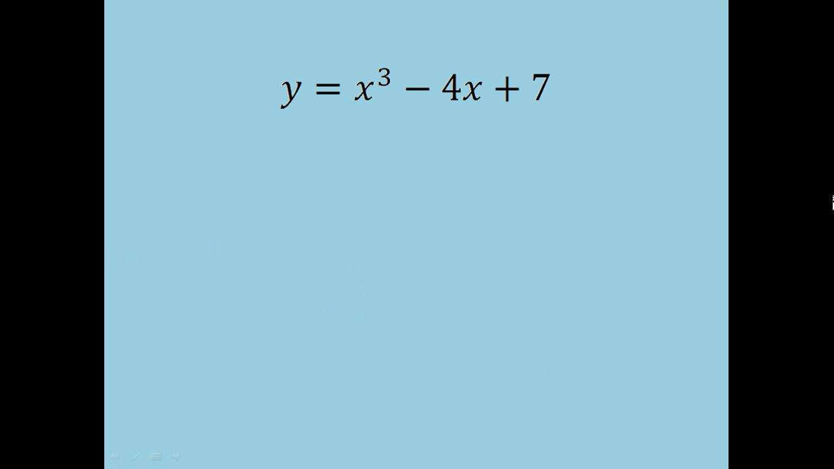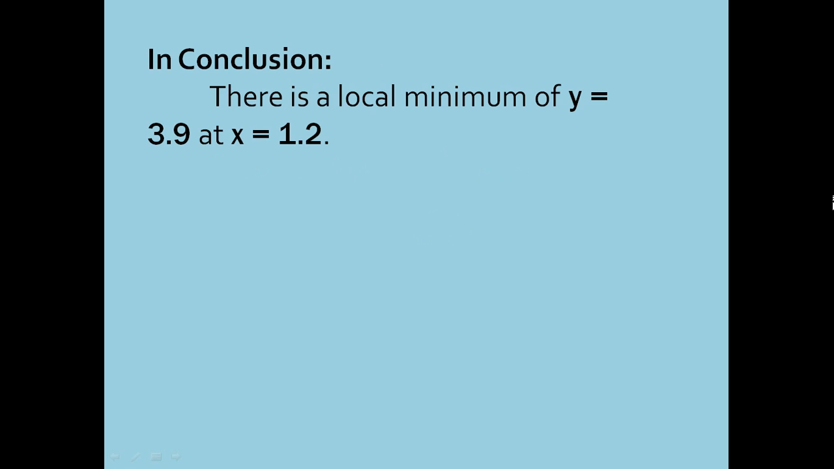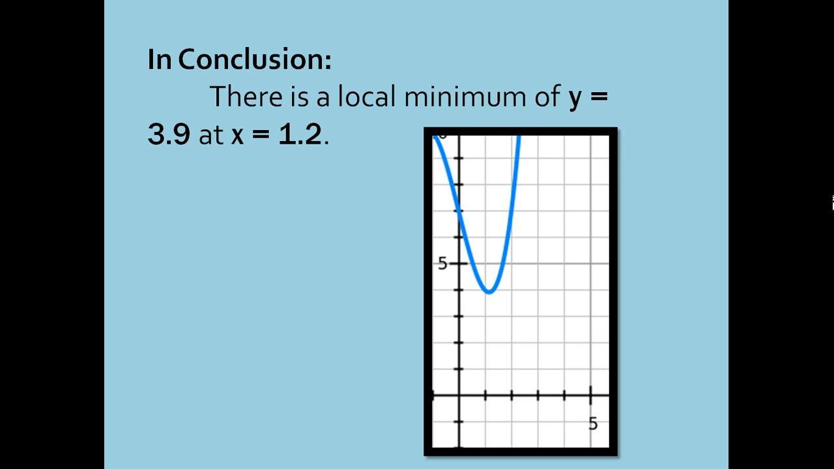Now we have this function again. So if we plug 1.2 into the original function, not the derivative, then we can find the value of the local minimum. And y is about 3.9. So in conclusion, we have a local minimum of y equal to 3.9 at x equals 1.2. And here's our graph, that part of the graph that has the minimum on it. You can see right there is where it is, right about 1.2 on the x and 3.9 on the y.